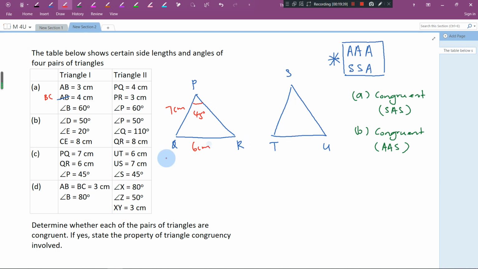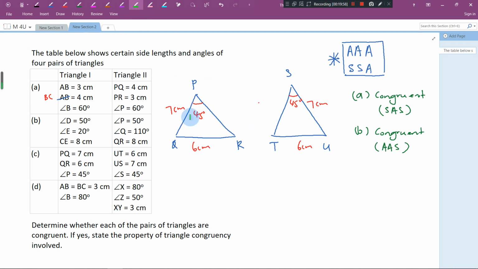And how about this one? UT is 6 centimeters, and US is 7 centimeters. And the last one, the angle here is 45 degrees.